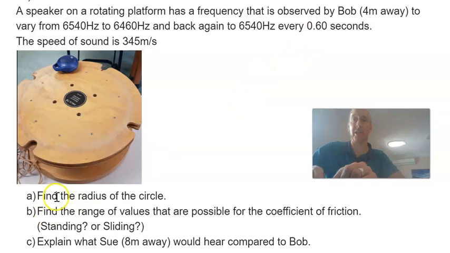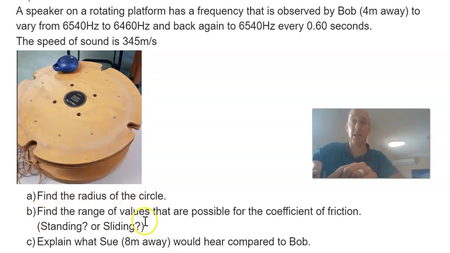And then the question is asking you to find the radius of the circle. But in order to do that, we've given the period of the rotation. So in order to figure out the radius, we'd have to figure out the speed. So we'll use the Doppler effect and solve for the speed, actually, instead of solving for the frequency. And then once we have that, we can get the radius.